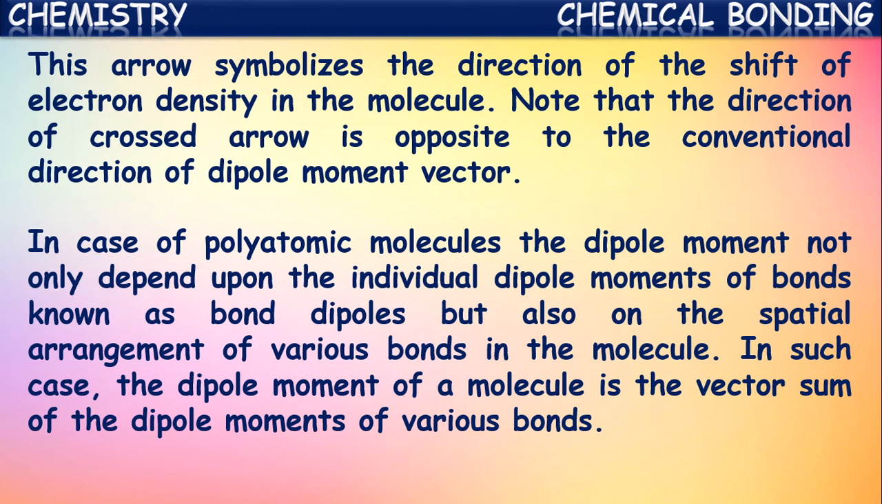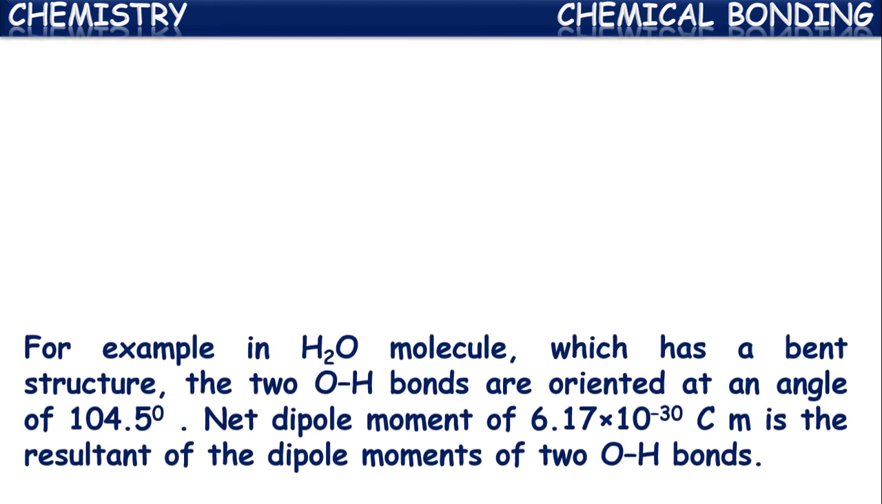In such a case, the dipole moment of a molecule is the vector sum of the dipole moments of various bonds. So in these polyatomic molecules, the net dipole moment of the molecule is considered as the vector sum of the dipole moments of the various bonds present in that molecule. Let us see some examples here.